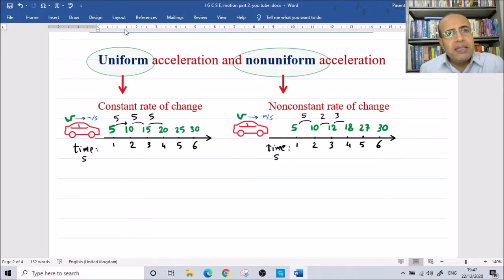In uniform acceleration, the velocity increases with a constant rate, it increases by a constant amount each time. But in non-uniform acceleration, the velocity increases with a non-constant rate. It increases, but not constant, not the same increase every 1 second. So this is the difference between uniform acceleration and non-uniform acceleration.